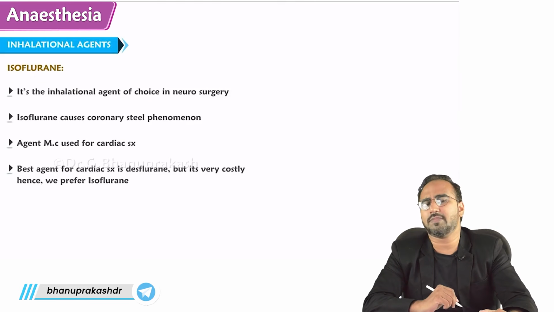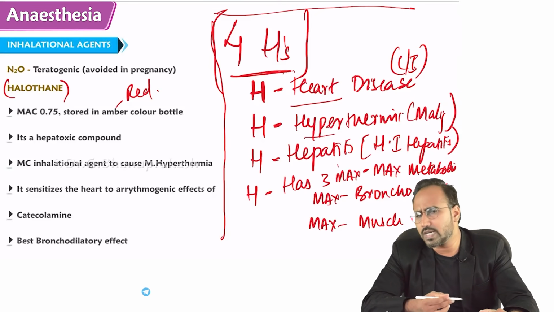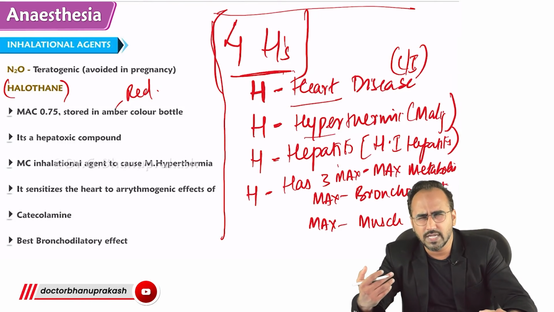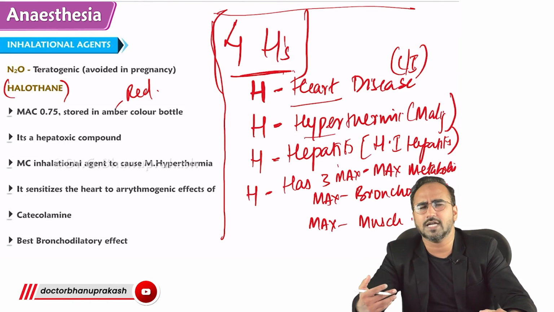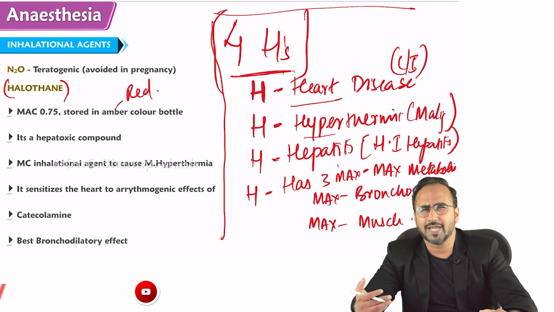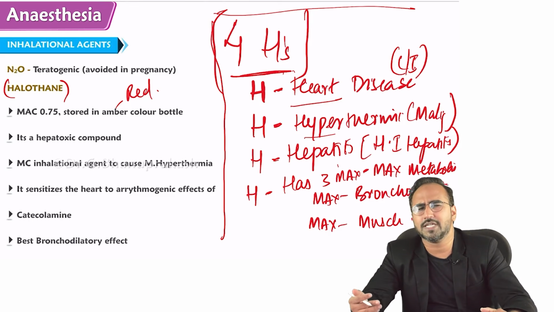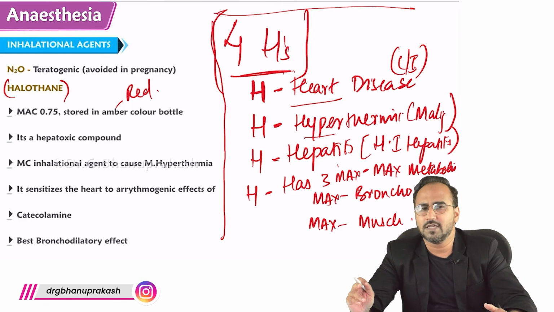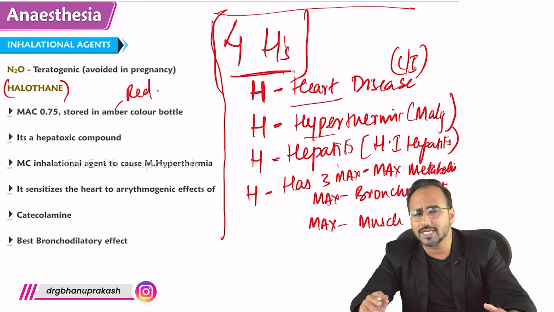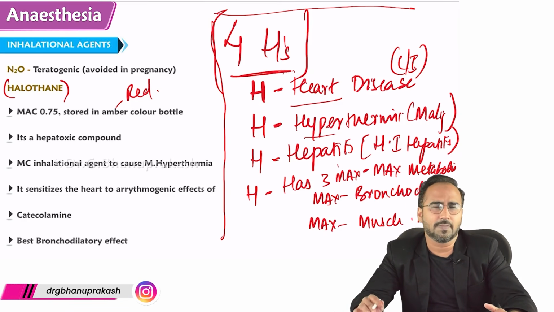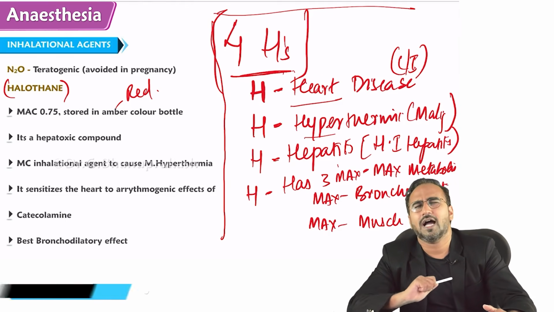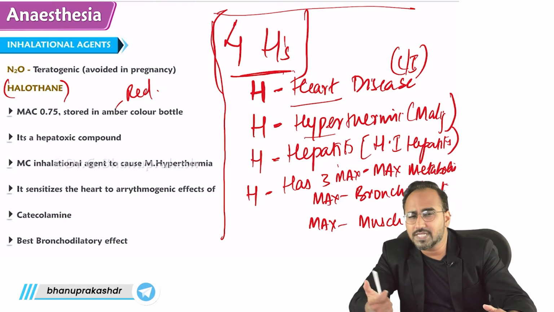Coming to the summary of isoflurane. Come on, guys. Don't look into your notes, don't look at me also. When anyone is asking you about isoflurane, recollect the things in your mind. You will get the answer. Isoflurane is the most common inhalational agent used for CNS and CVS problems. Basically, isoflurane is the most commonly used inhalational agent for head injury and neurosurgery as well as for heart surgery.